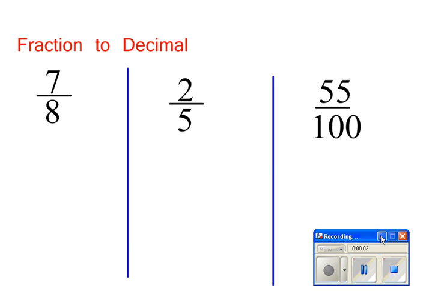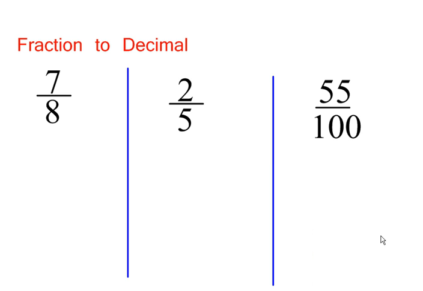Hello everyone, this screencast is going to show you how to change a fraction to a decimal, and I'm actually going to go backwards here. I'm going to go from right to left. I'm going to start with 55 hundredths. If I want to write this fraction as a decimal, I read it as 55 out of 100 or 55 hundredths, so I just write the decimal like I'm reading the fraction: 55 hundredths, 0.55, 5 in the tenths place, 5 in the hundredths place, 55 hundredths.